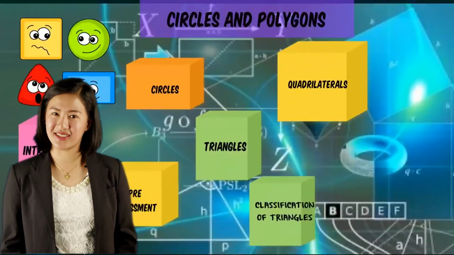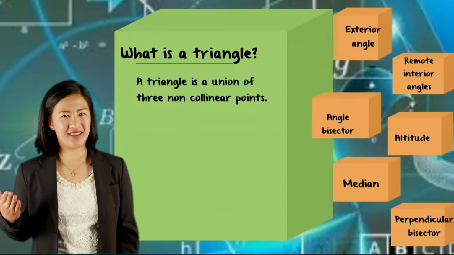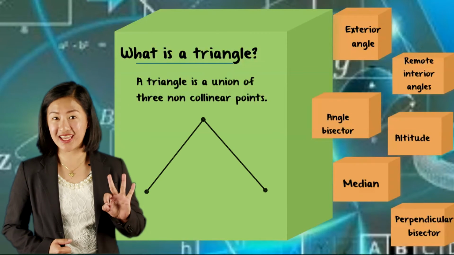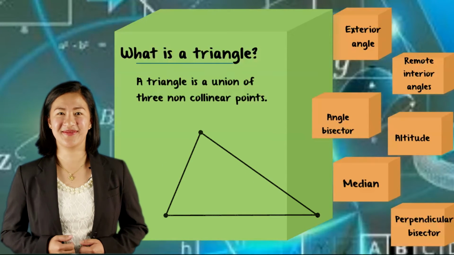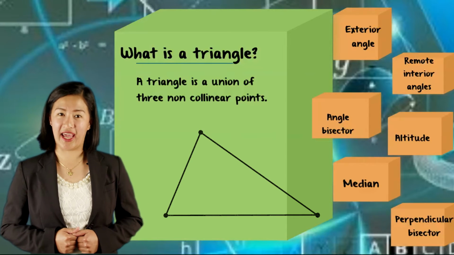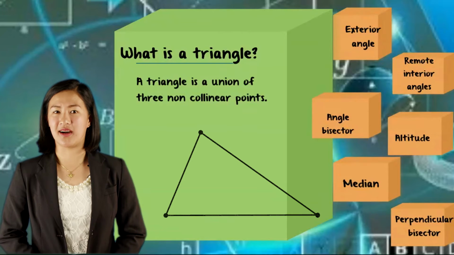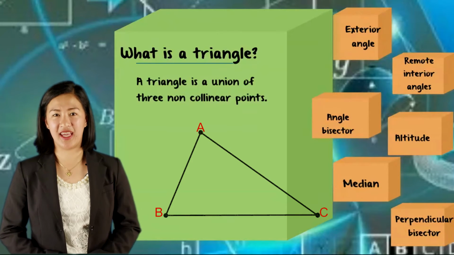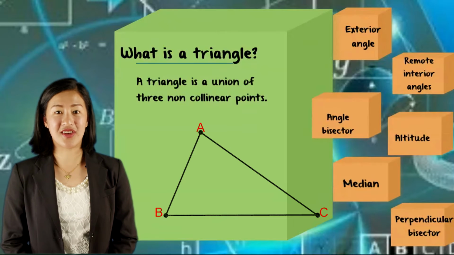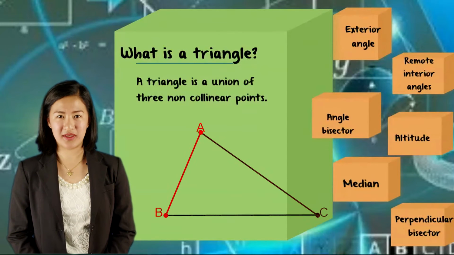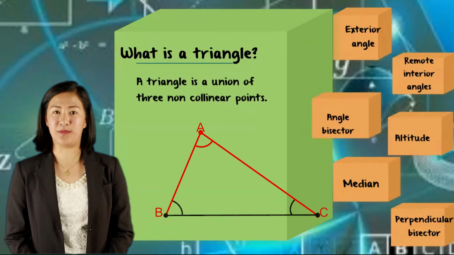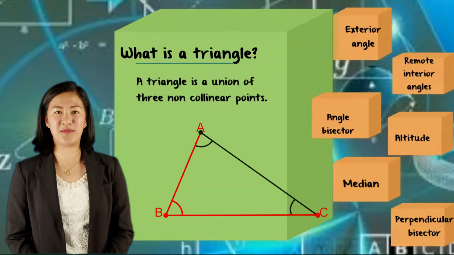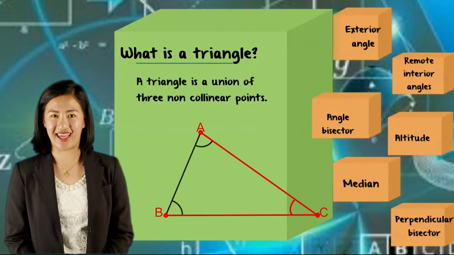Let's discuss triangles. What is a triangle? A triangle is a union of 3 non-collinear points. Let's look at this triangle. Given triangle ABC, its parts are 3 vertices A, B, C, 3 sides, side AB, side AC, and side BC, and 3 interior angles, angle BAC, angle ABC, and angle BCA.